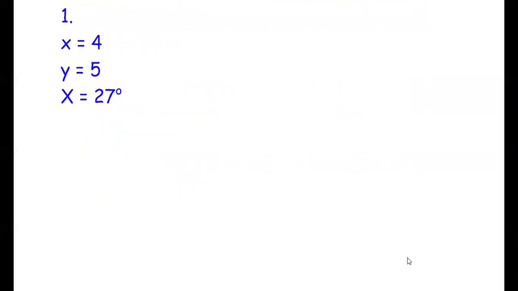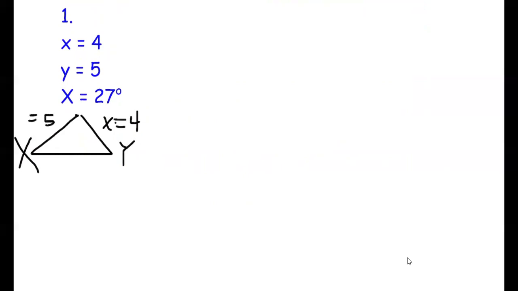Okay, so I'm going to draw myself a picture of what's going on here. In this triangle, we'll make this large X. Okay, hang on, go away. This is large X, and then this is little x equals 4. And I'm going to make this angle Y, and so this is 5 for side Y, and this is 27 degrees. Okay, so the question is this side big enough? Does it make a triangle or not?